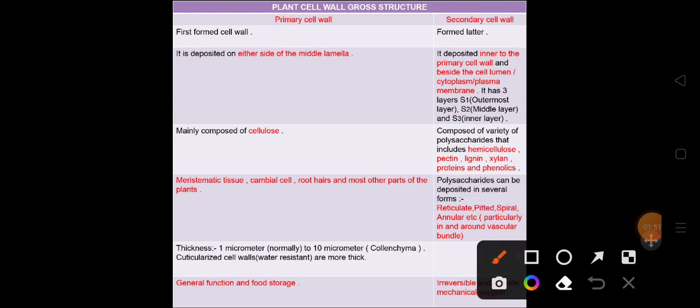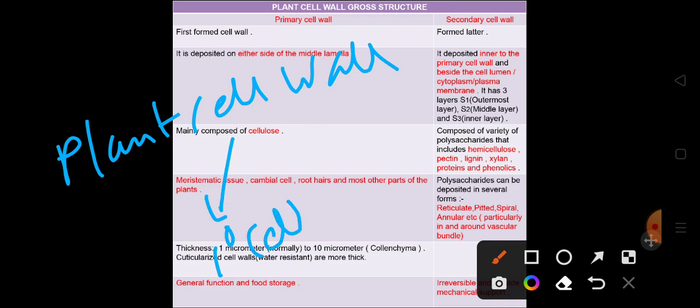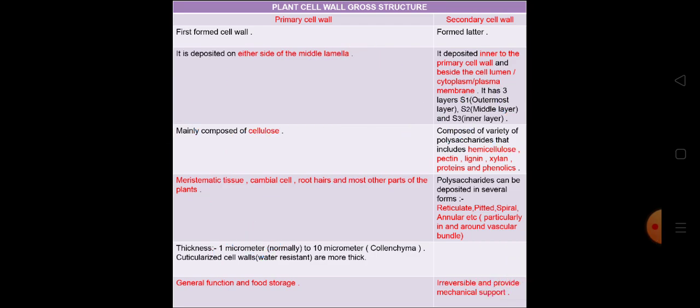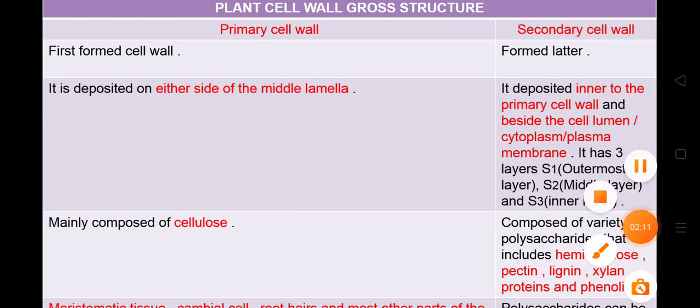So first of all, when we talk about the gross structure of the plant cell wall, we have to talk about two things. One is the primary cell wall, which will be synthesized first, and then the secondary cell wall, which will be synthesized after the primary cell wall. Okay, so first, the primary cell wall. Let's talk about the primary cell wall.